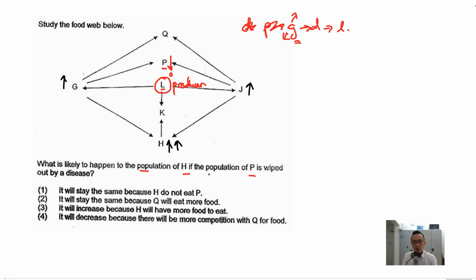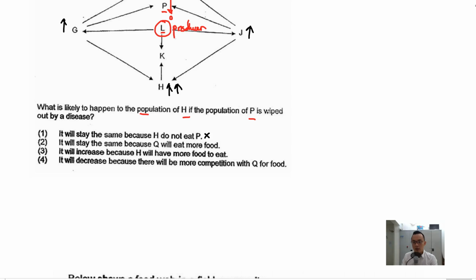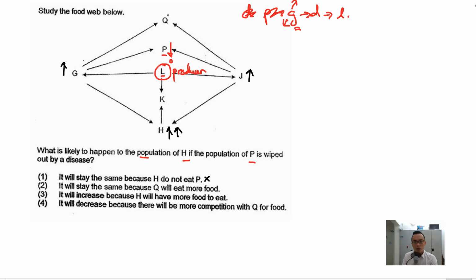So let's look at this. What is likely to happen to the population of H if population P is wiped out by a disease? It will stay the same because H do not eat P. Nope, it will actually affect it because it will affect it through J and G. It will stay the same because Q will eat more food. Nope, that's not true. Nope, nothing to do with Q. It will increase because H will have more food to eat. Yes, alright. It will stay the same because H have more food to eat. It will decrease because there's more competition with Q for food. Nope.